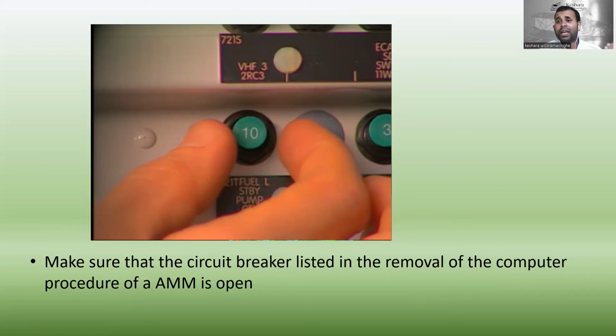So we have to refer to the AMM, it means aircraft maintenance manual, and we have to refer point by point. In the AMM, they mention what circuit breakers we have to open to remove the line replacement unit, right? Not remove, you have to open the circuit breakers according to the AMM. In this picture you can see how they open these circuit breakers, just to take it out, right?